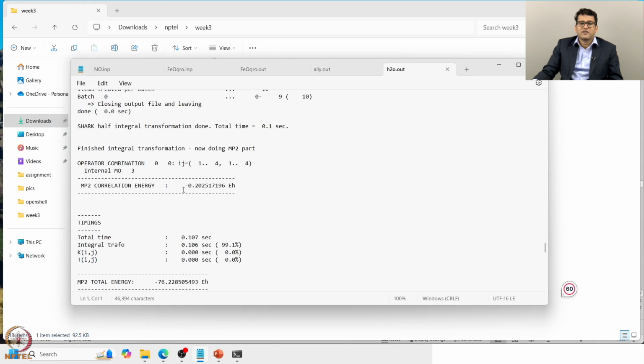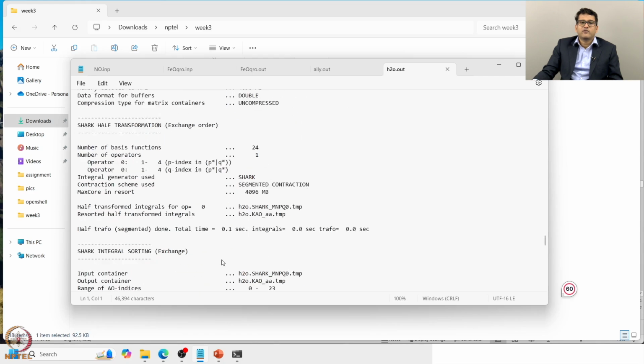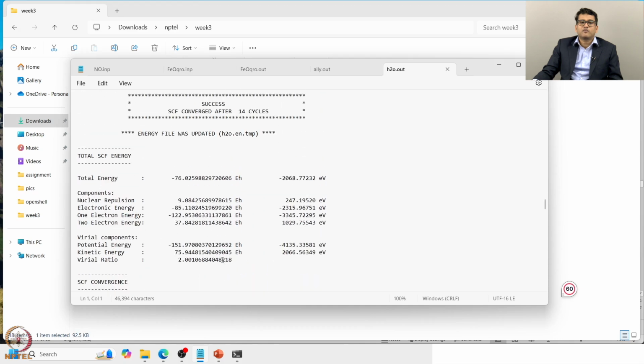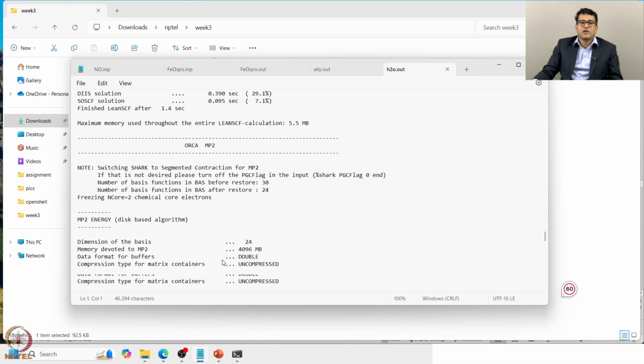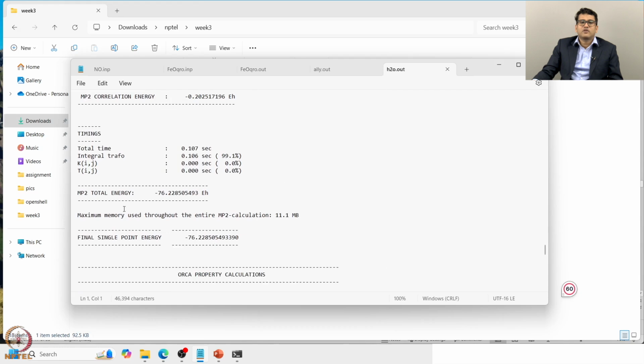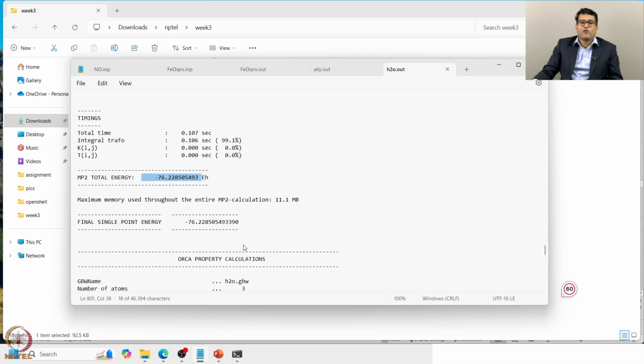And I will do the calculation, and this is the MP2 correlation energy. Remember, the correlation energy is negative, and so if I add it with the Hartree-Fock energy, 76.025, and the correlation energy of 20, so it is 76.228. So, this is the final single point energy.